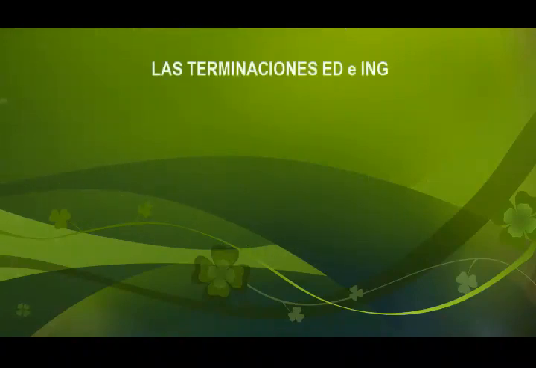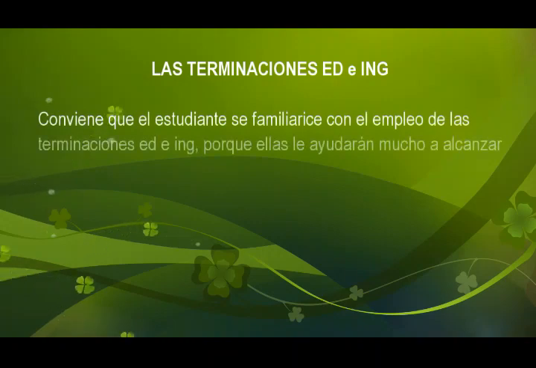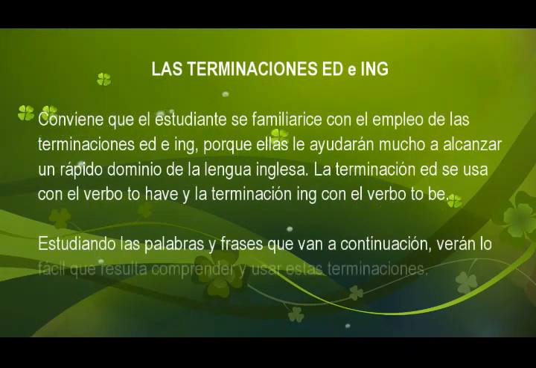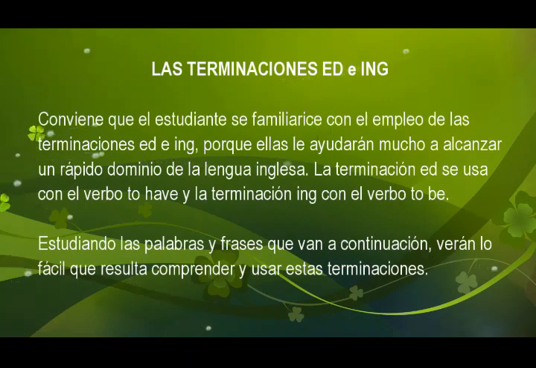Las terminaciones ed, ing. Conviene que el estudiante se familiarice con el empleo de las terminaciones ed, ing, porque ellas le ayudarán mucho a alcanzar un rápido dominio de la lengua inglesa. La terminación ed se usa con el verbo to have, y la terminación ing, con el verbo to be. Estudiando las palabras y frases que van a continuación, verán lo fácil que resulta comprender y usar estas terminaciones.